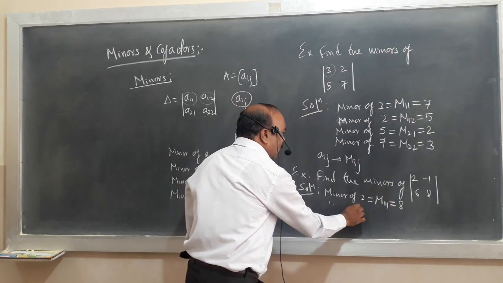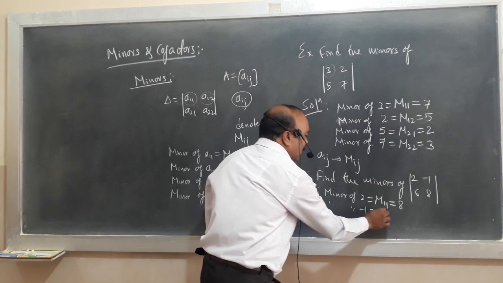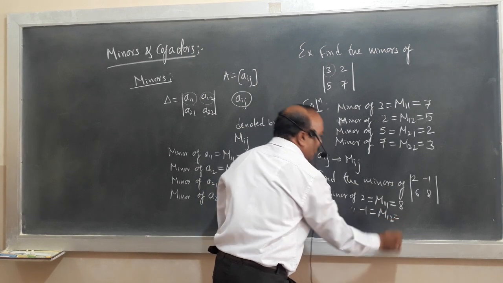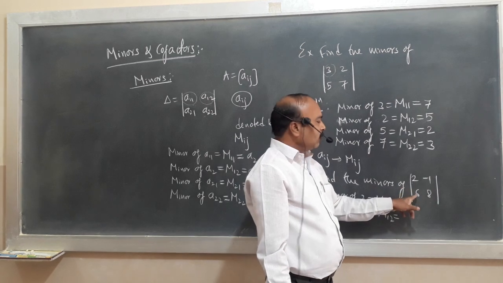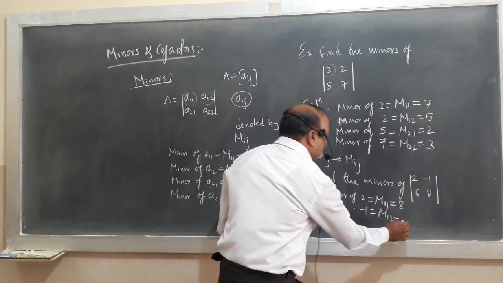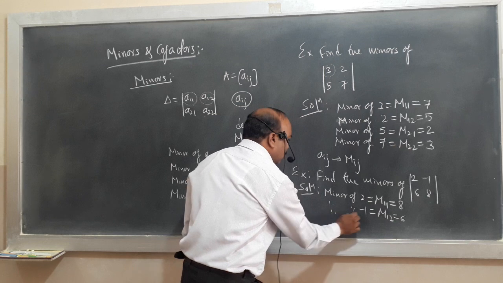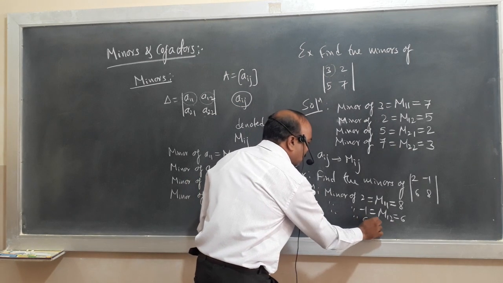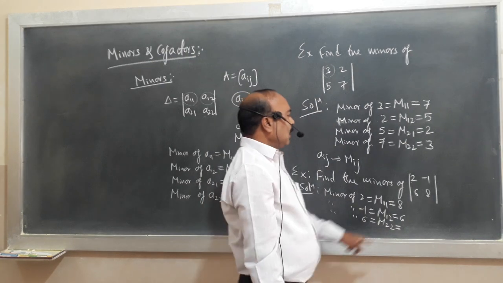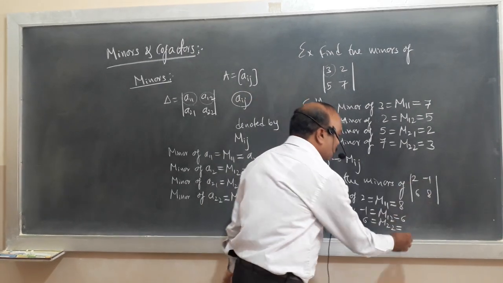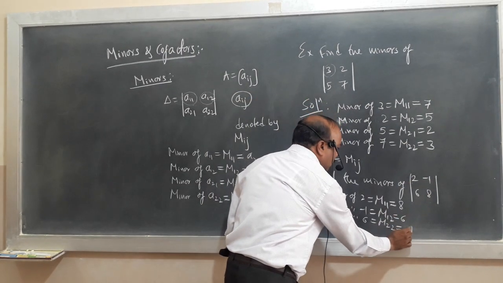Next, the minor of minus 1. It is given by M12. M12 is given by deleting this column and this row. We get the element 6. Next, the minor of 6 equal to M22. So deleting this column and this row, I get minus 1.